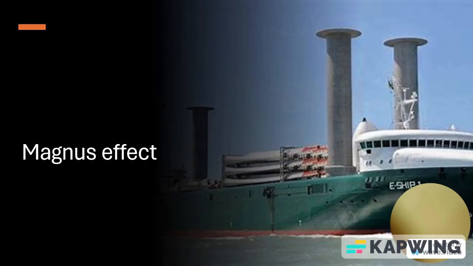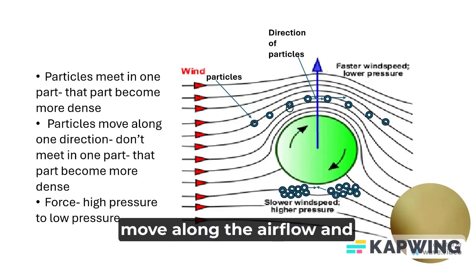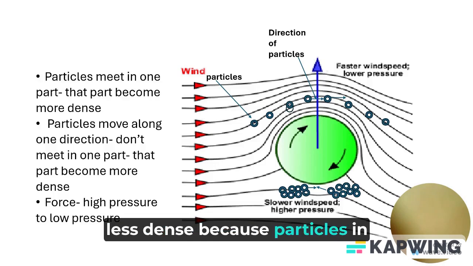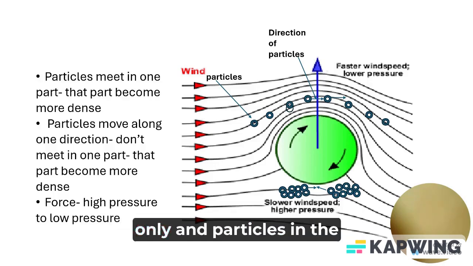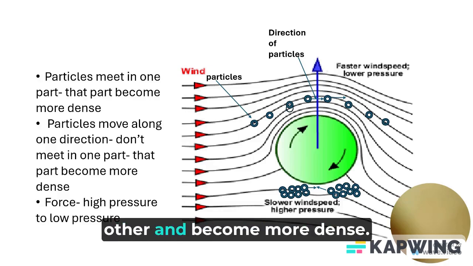Magnus effect. When an object is rotating and moving toward one direction, one side of the object will move along the airflow and the other side will be opposite. Particles in the side moving along the airflow will become less dense because particles in this side move in one direction only, and particles in the opposite side will meet each other and become more dense.